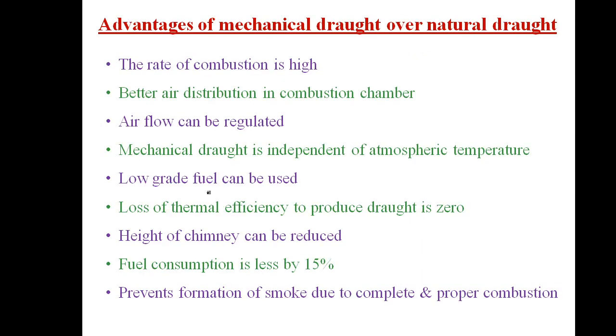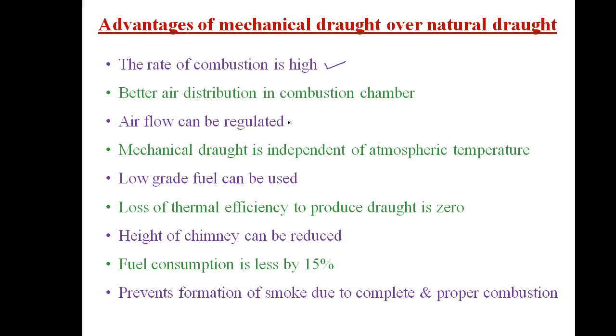Then, advantages of mechanical draught over the natural draught. In mechanical draught, the rate of combustion is higher because the air is passed forcibly and proper combustion of fuel takes place. So combustion rate is higher. There is better distribution of air in the combustion chamber, because air is passed properly into the combustion chamber through the holes of a grate.